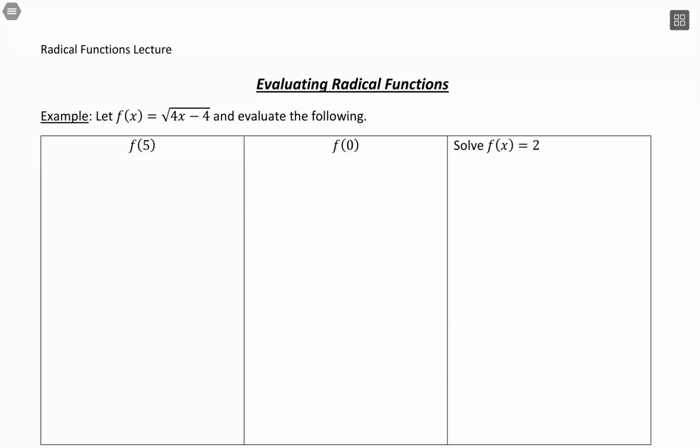So in evaluating radical functions, it's not very different from what we've been doing with functions already in terms of plugging in. Just some things we might run into is where we plug in values and we don't get a solution out, because like I've said in the previous videos, our domain's restricted, so there are only certain values for x that we can plug into our function.